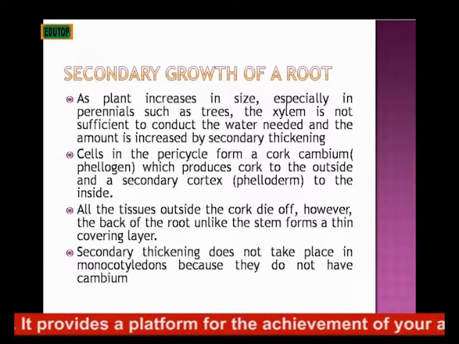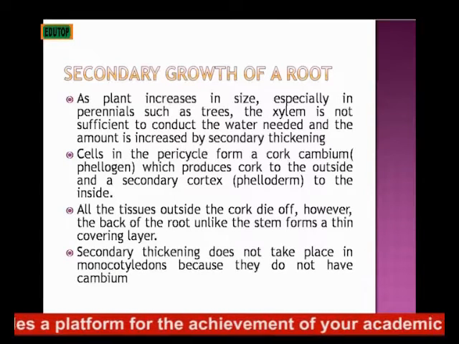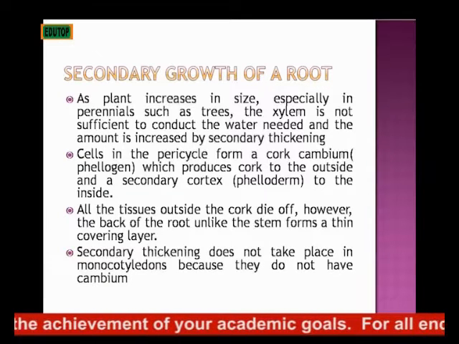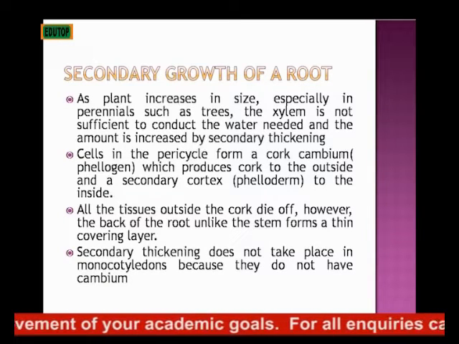The cells in the pericycle form a cork cambium, which produces cork to the outside and a secondary cortex to the inside.